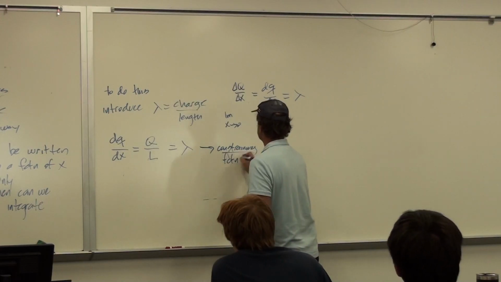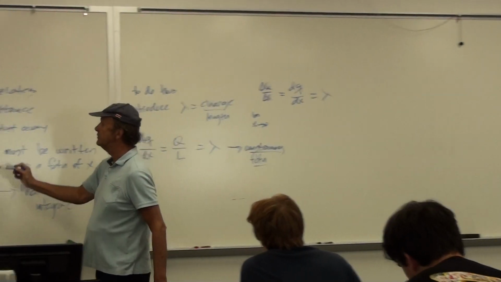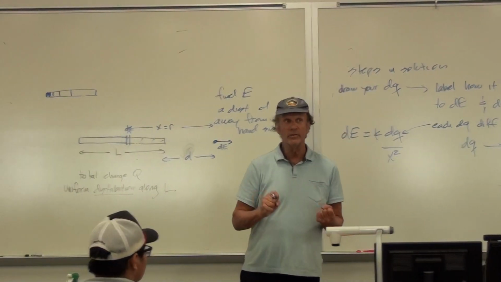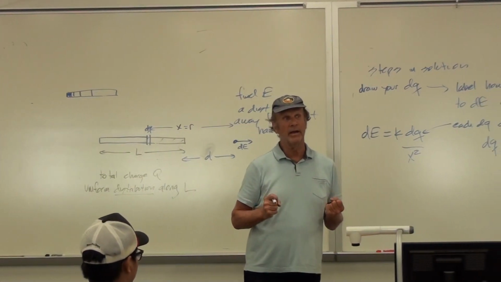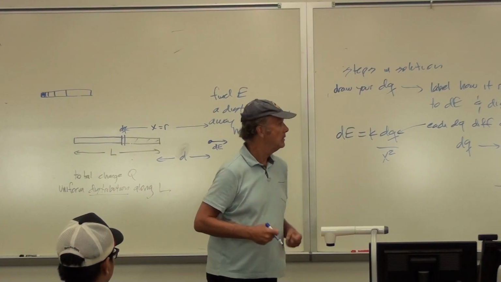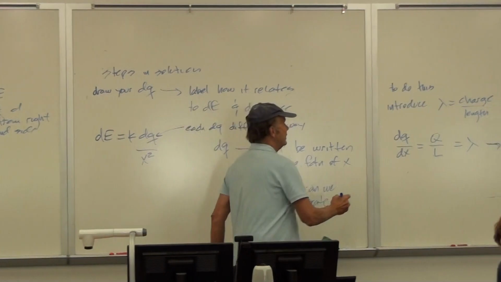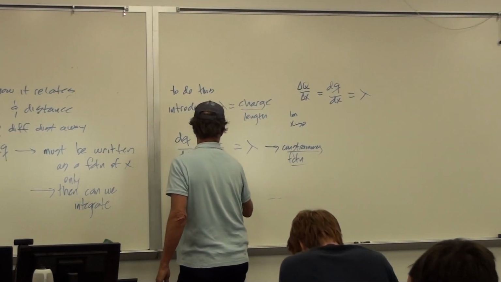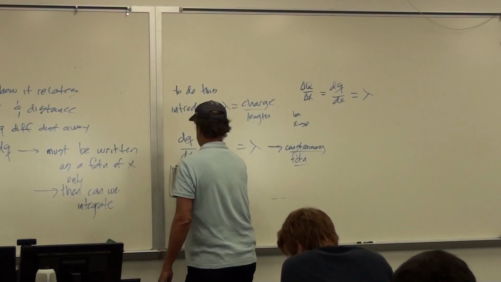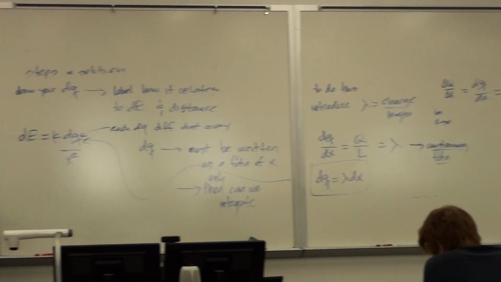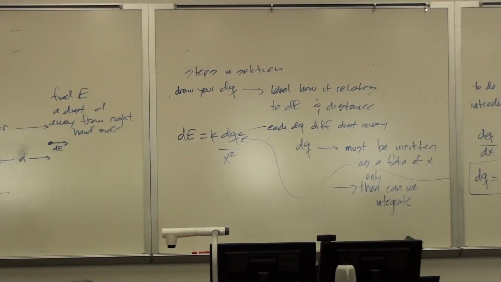What does that mean? It just means here I've got a function of two variables, but I use my constraining function to write one in terms of the other, so that I can write it as a function of one variable that I can integrate. So I can say then that dq is equal to lambda dx. And this is what goes in here. Once I've done that, then the integral is somewhat trivial.